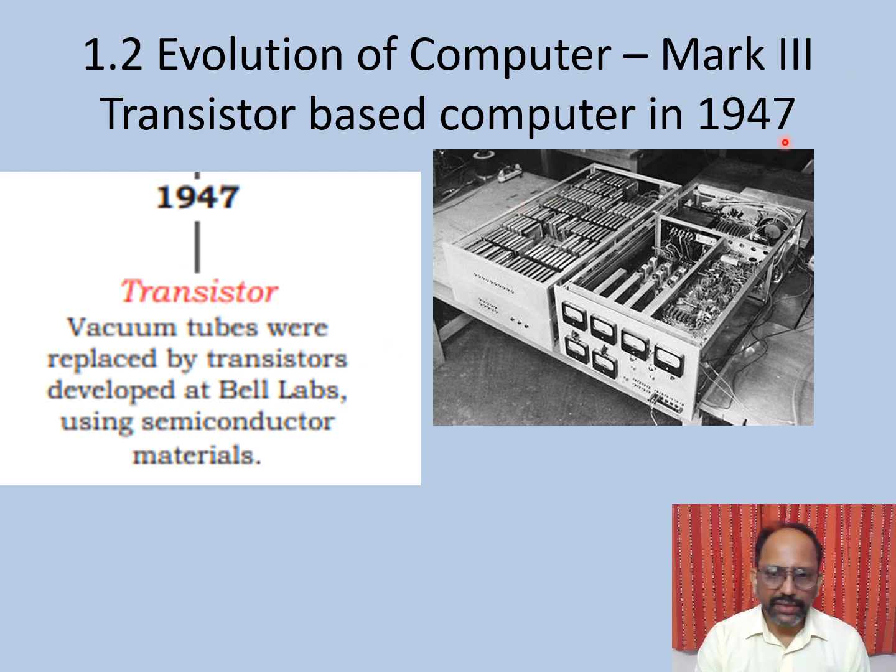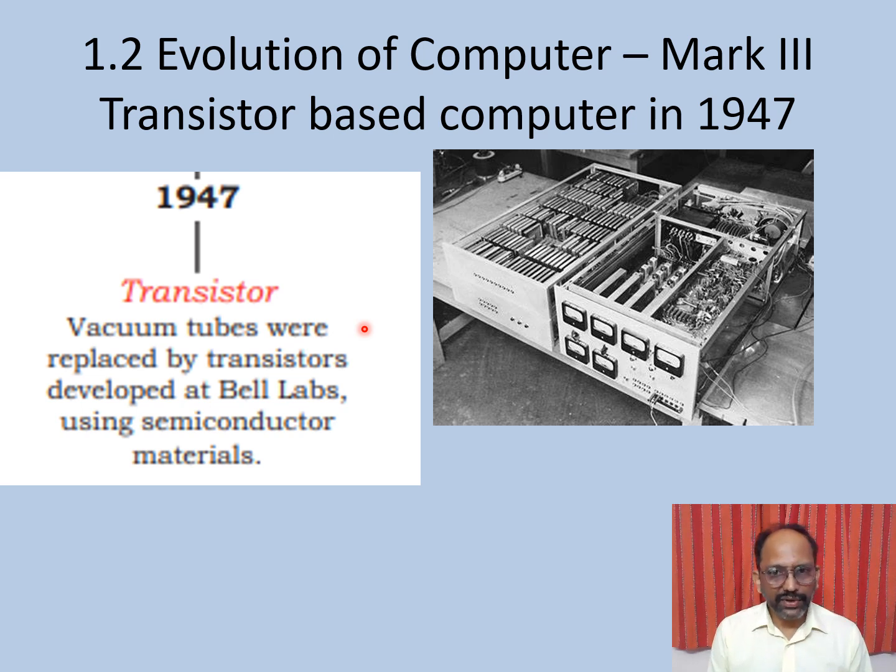Before 1947, the main electronic component used was vacuum tubes. Vacuum tubes are very big in size. They are unreliable components. In fact, the first computer, the ENIAC computer, used approximately 18,000 vacuum tubes. The size of a computer was as big as a room.